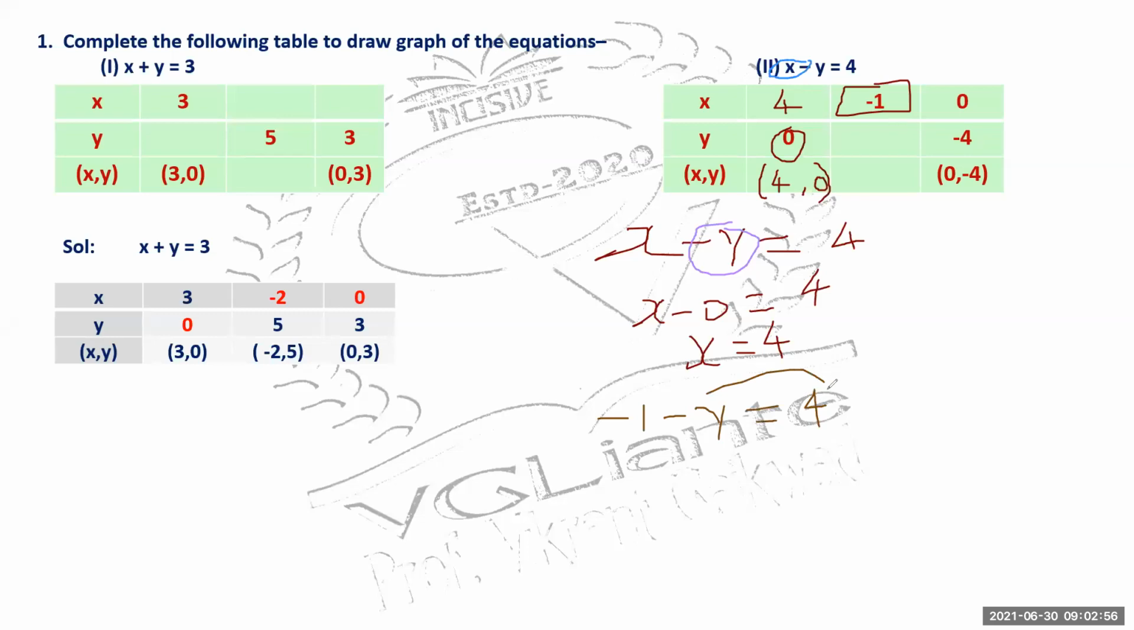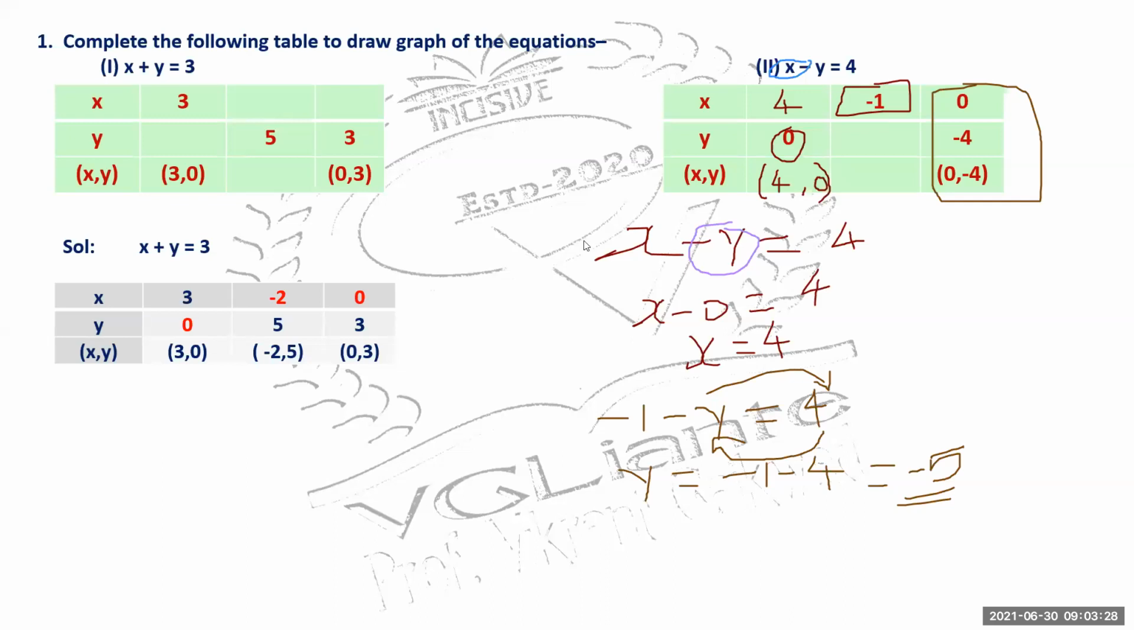You change the position of minus y, so that becomes plus. So y equals to minus 1, and you change the position of 4. So 4 when it comes to the other side becomes minus 4. So minus 1 minus 4 is what? Minus 5. The values in the last row are already given, so you need not solve that. So in this way you have completed the table.